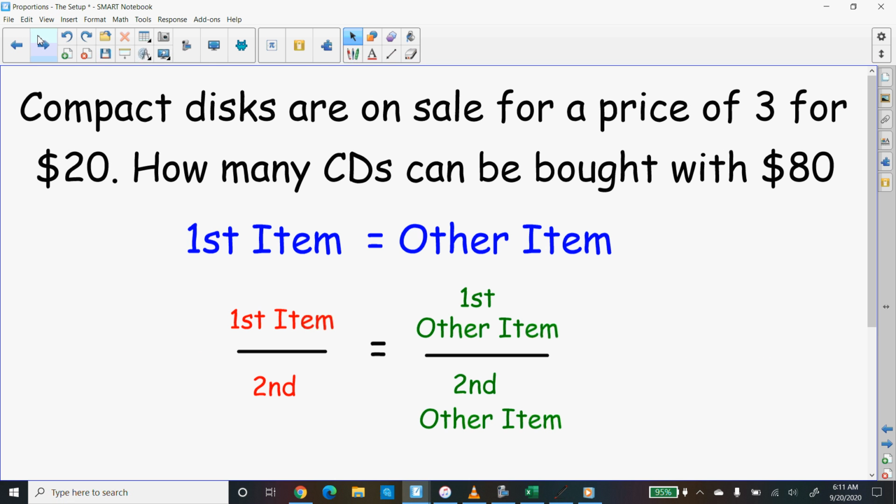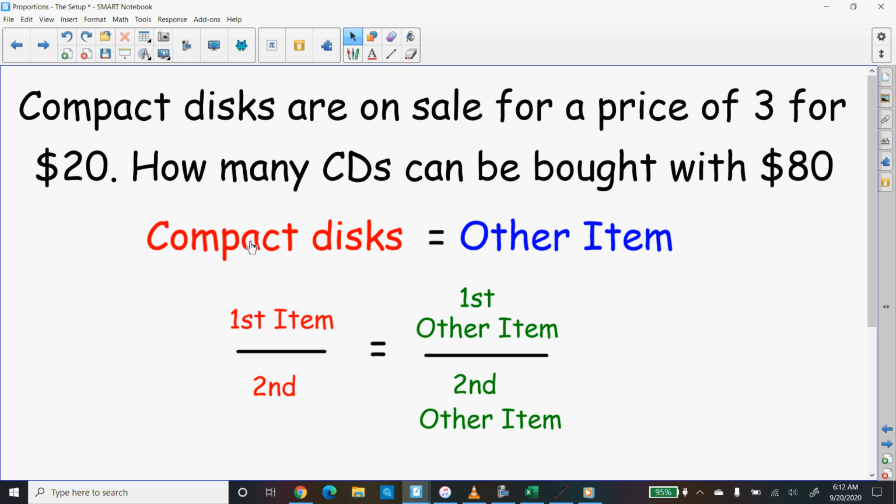So here's an example. Compact discs are on sale for a price of 3 for $20. How many CDs, compact discs, can be bought with $80? So we have our first item equal to our other item. What was the first item they said? That was the compact disc. Well, what was the other item that they were comparing it to? That was the price of the compact disc.